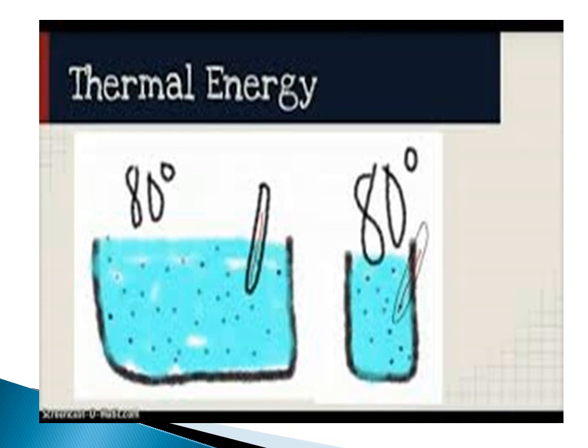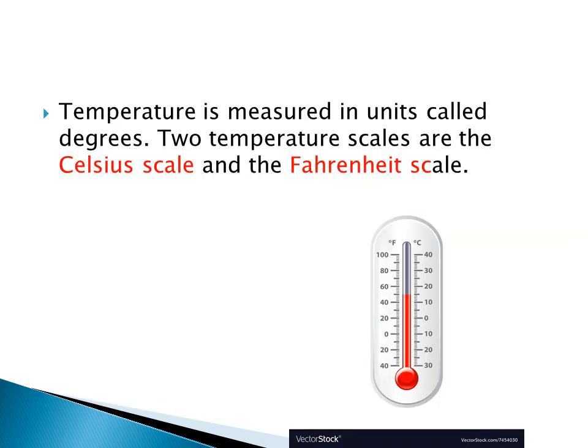Look again at this picture. You can see which has more particles, the first one. When you compare thermal energy, the first one has more thermal energy than the second one because it has more particles. But when you compare the temperature of these two, both have the same temperature because temperature does not depend on the amount of particles. Now, temperature is measured in units called degrees. Two temperature scales are the Celsius scale and the Fahrenheit scale.